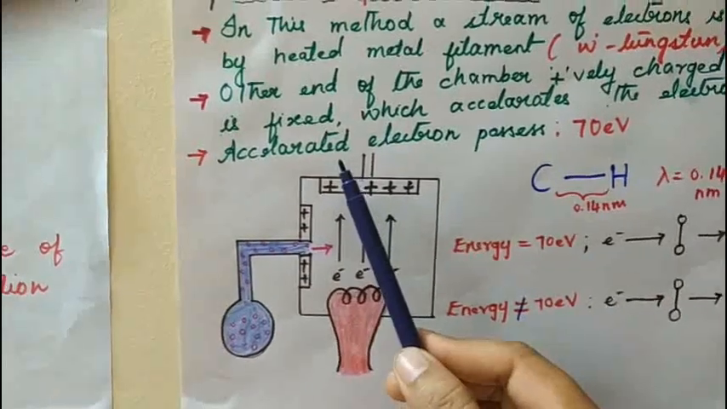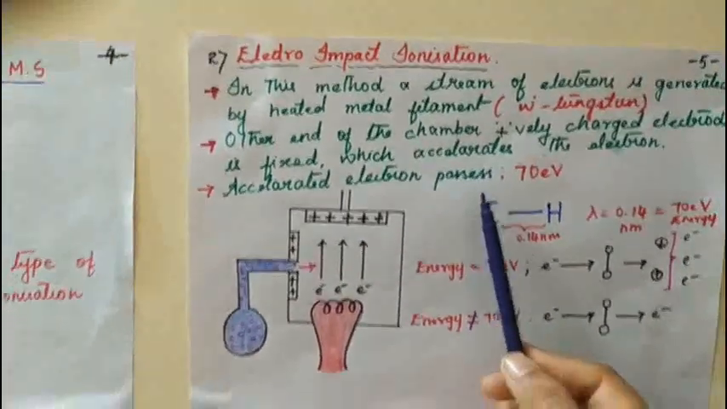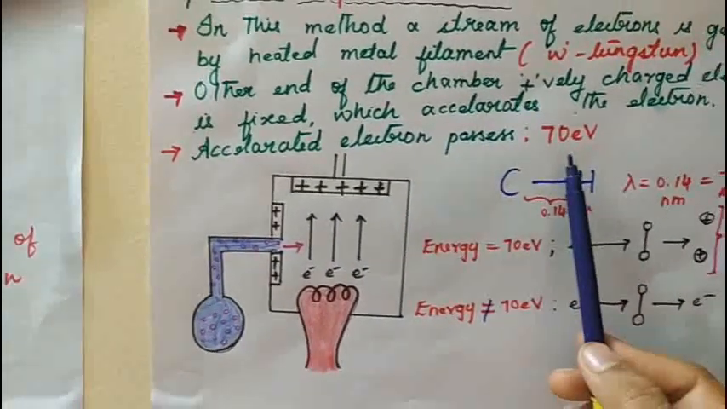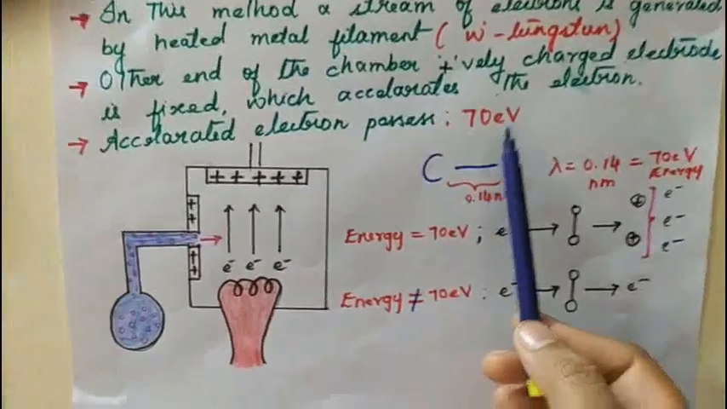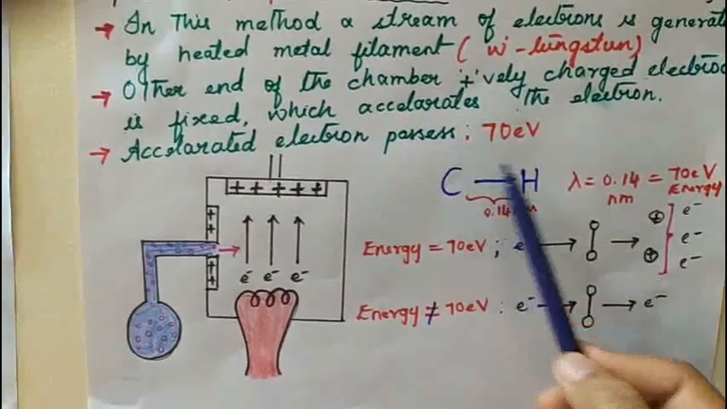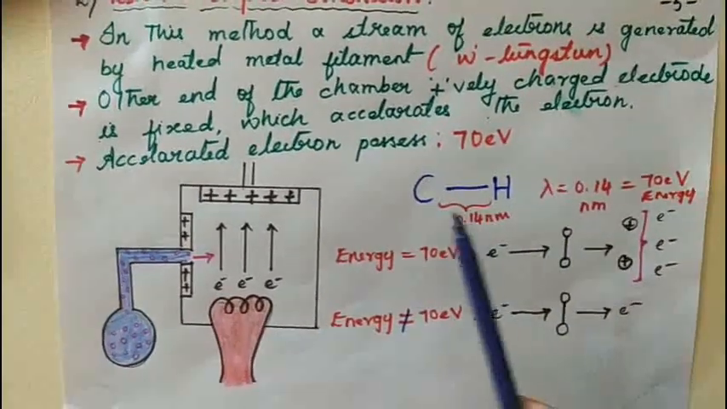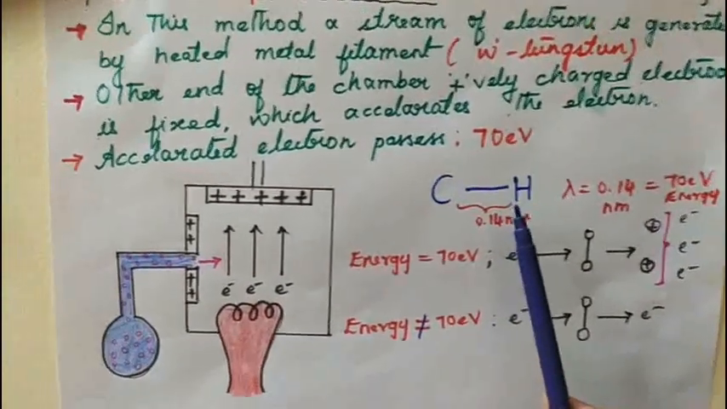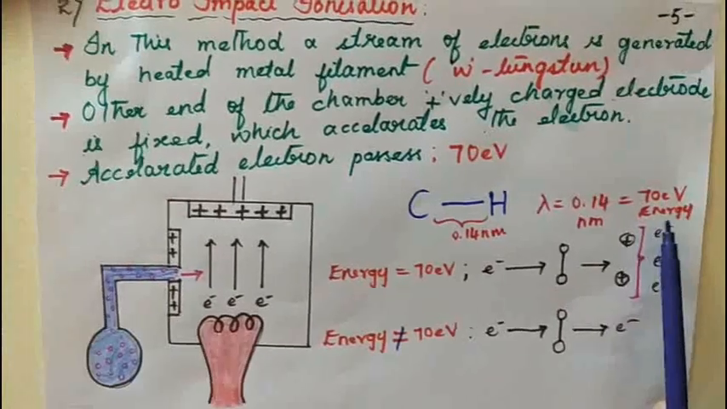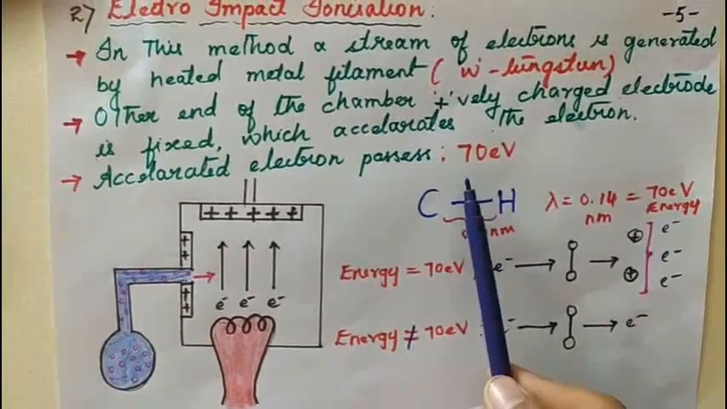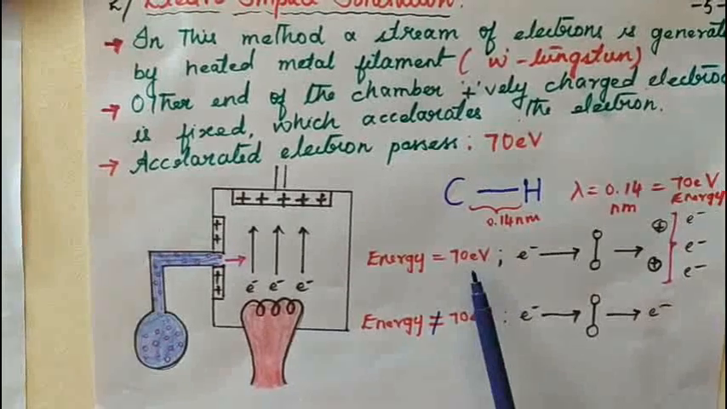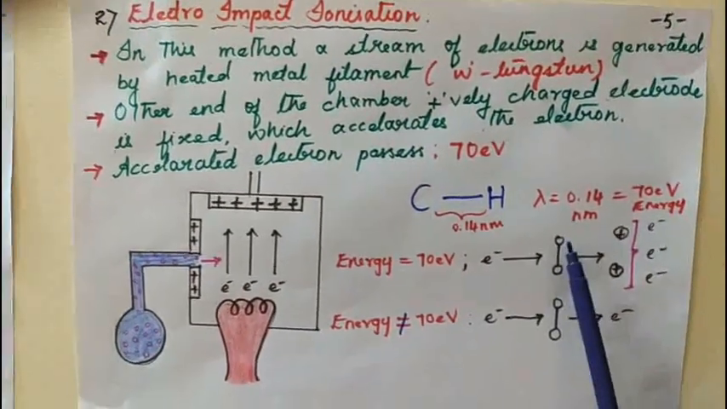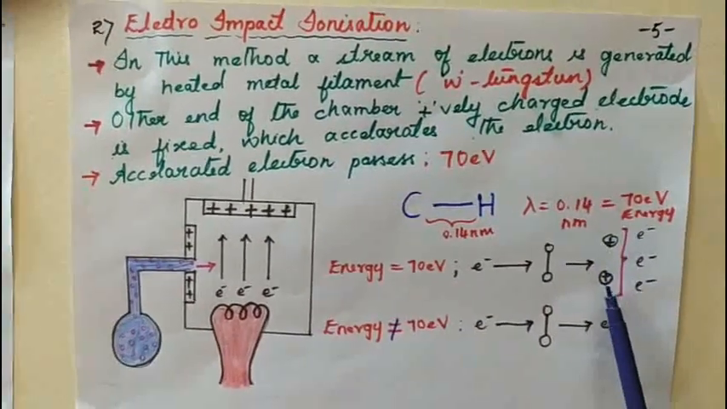Now this accelerated electron possesses 70 electron volt. The energy of this accelerated electron will be 70 electron volt. This energy is required to break the bond. If you calculate the bond energy of CH, it will be around 70 electron volt. So if the electron possesses 70 electron volt, then the beam of electrons can break the bond, and this results in the formation of the ions.